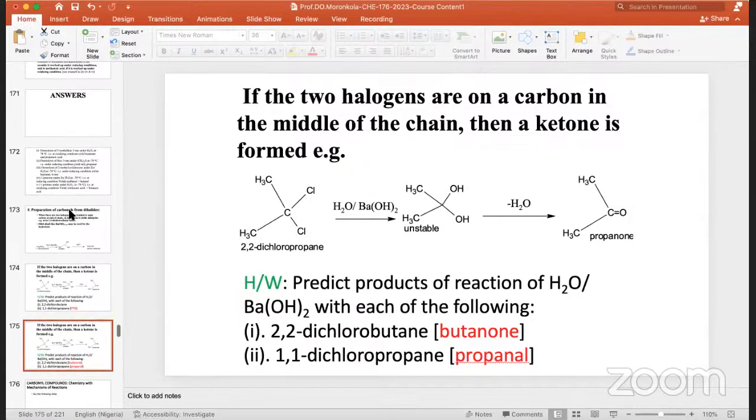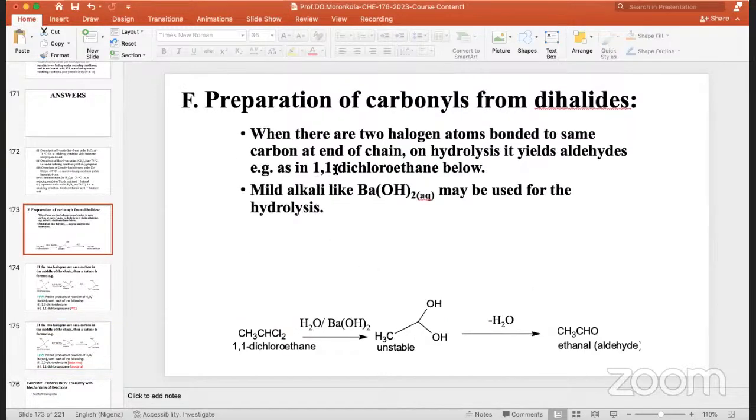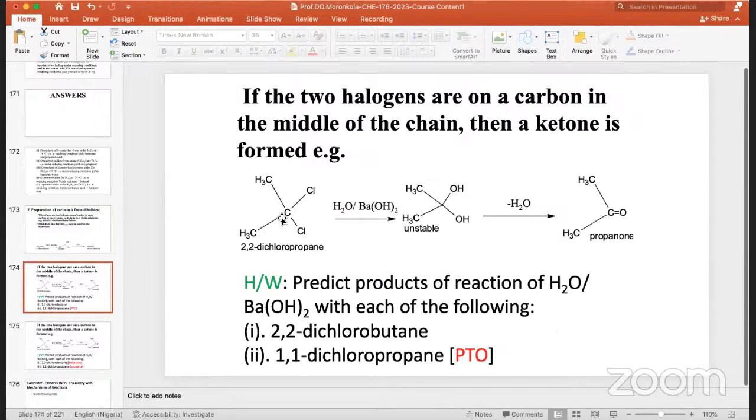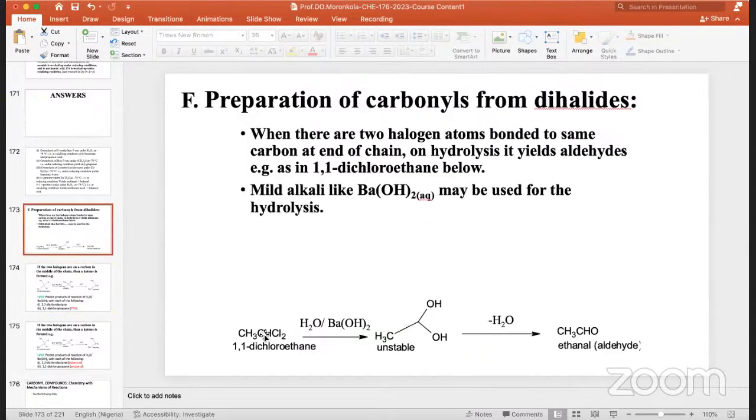Let me go back there, please. What I'm trying to say is that the carbon that is having the dihalide, is it at the extreme end, terminal, or is it in the middle? The first one I showed you here is 1,1-dichloroethane, giving preference to carbon number 1, and more so it is terminal.